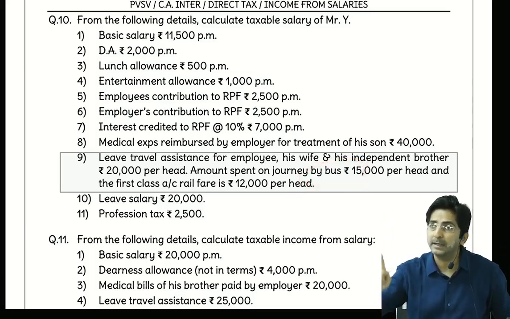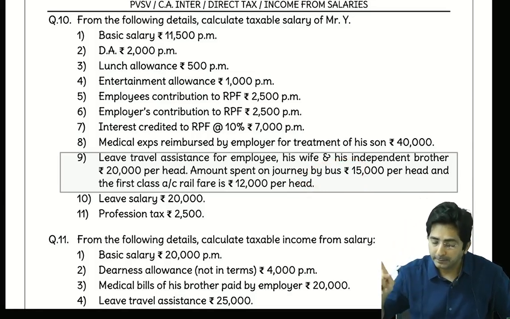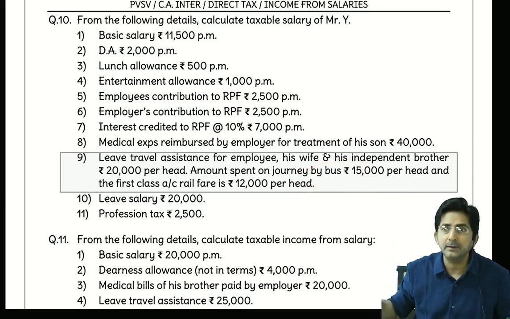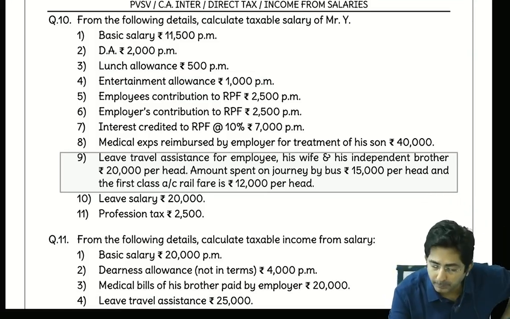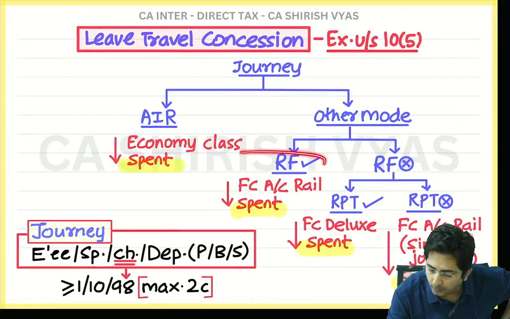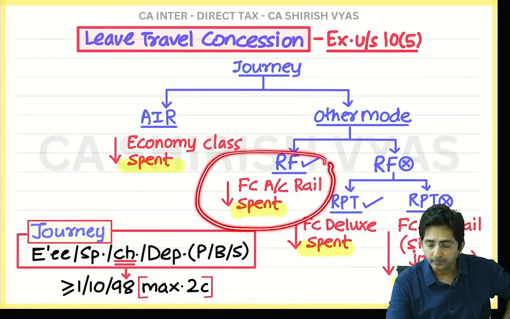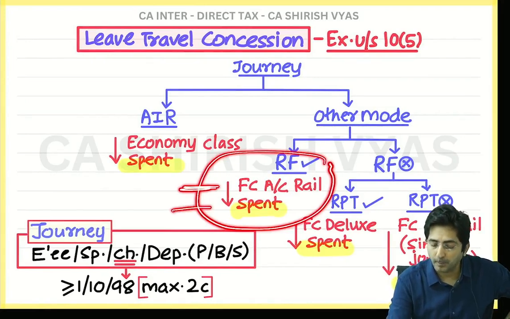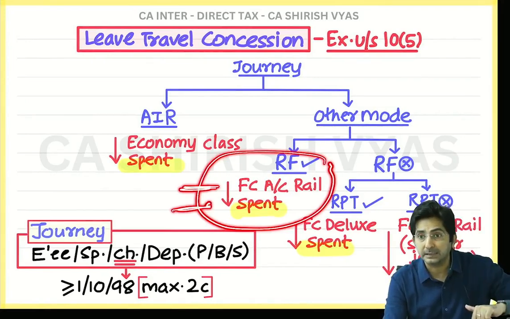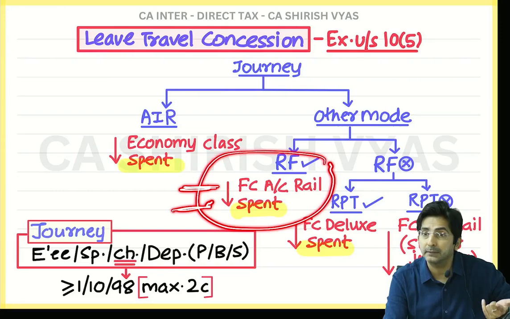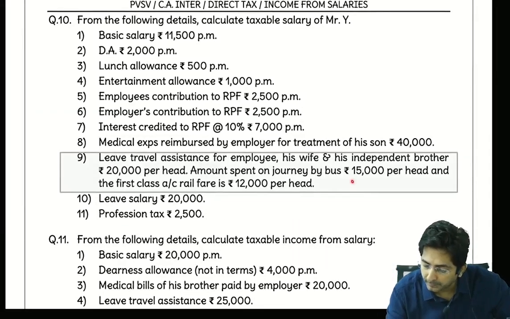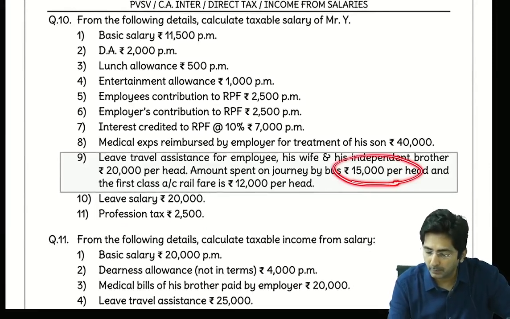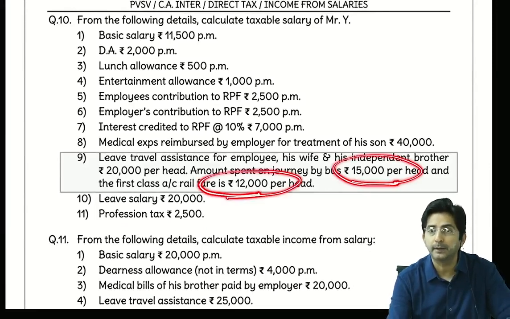So first priority, first class AC rail fare. Is it given? Yes, it's given. So our work is done. First class AC rail fare. So the formula becomes like this. Look, this formula I will use: first class AC rail fare or amount spent, whichever is less. So both the amounts are given. Amount spent is also given. See, what is the amount spent? 15,000 per head. And what is the first class AC rail fare? 12,000 per head. Whichever is less, but not for all people.